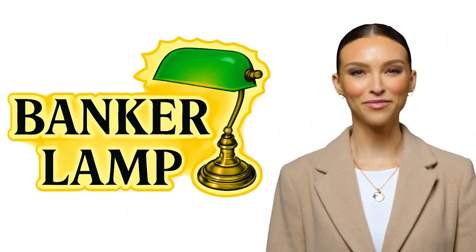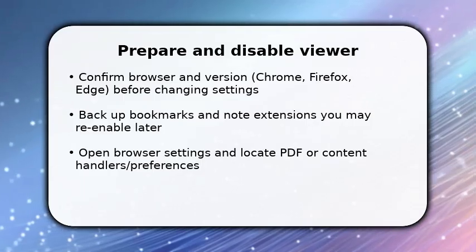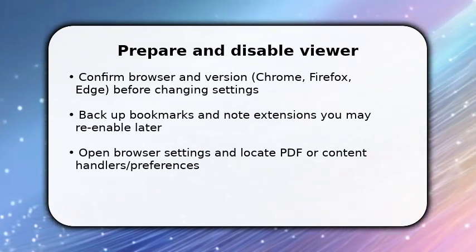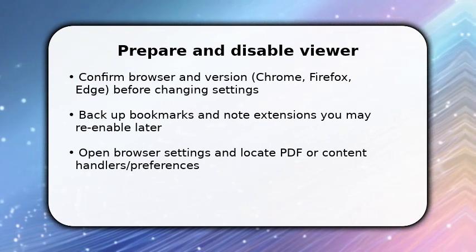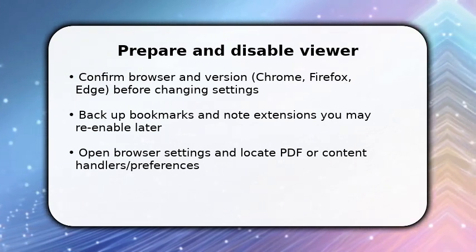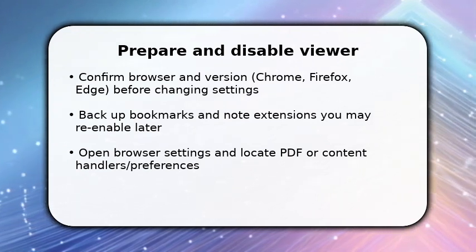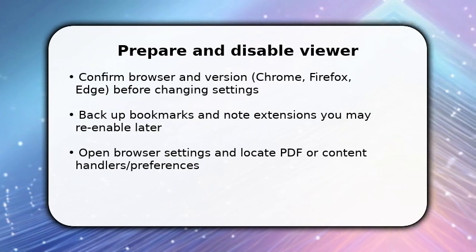Please enjoy the video. You start by confirming which browser and version you use so you target the right settings. Next, make a quick backup of bookmarks and note extensions so you can restore anything accidentally removed. Open the browser settings and go directly to PDF, content handlers, or site permissions.